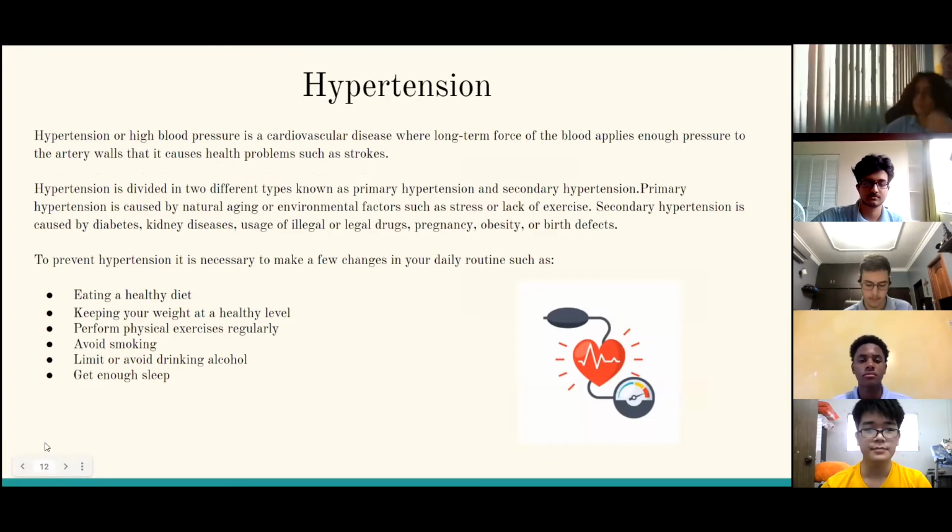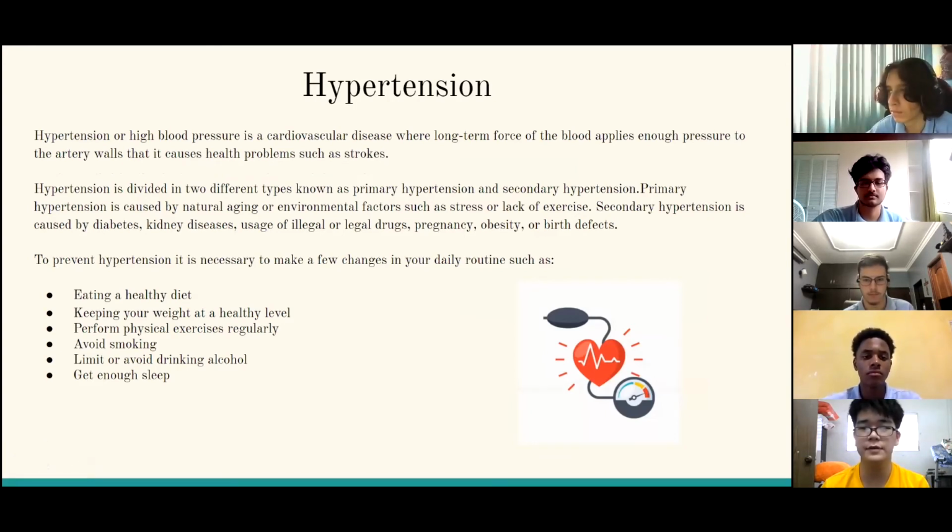Hypertension. Hypertension or high blood pressure is a cardiovascular disease where the long-term force of the blood applies enough pressure to the artery walls that it causes health problems. Hypertension is divided in two different types known as primary hypertension and secondary hypertension. Primary hypertension is caused by natural aging or environmental factors such as stress or lack of exercise. Secondary hypertension is caused by diabetes, kidney diseases, uses of illegal or legal drugs, pregnancy, obesity, or birth defects.